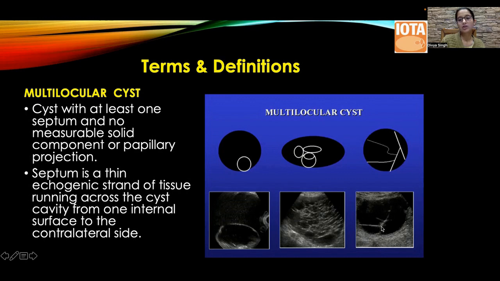Remember, we have to ensure that the septum is not incomplete in any plane. Here we are just seeing one plane, but of course we've seen it in more than one plane and ensured that the septum is not incomplete. As we said earlier, septum is a thin echogenic strand of tissue running across the cyst from one internal surface to the contralateral side.